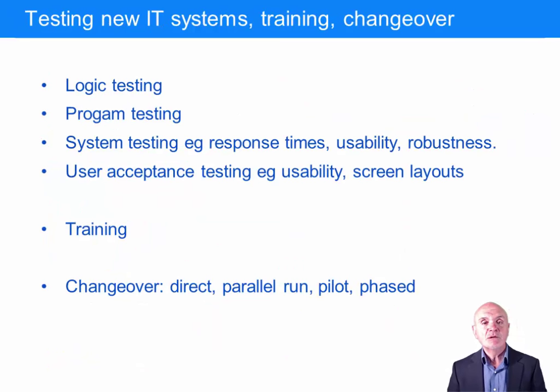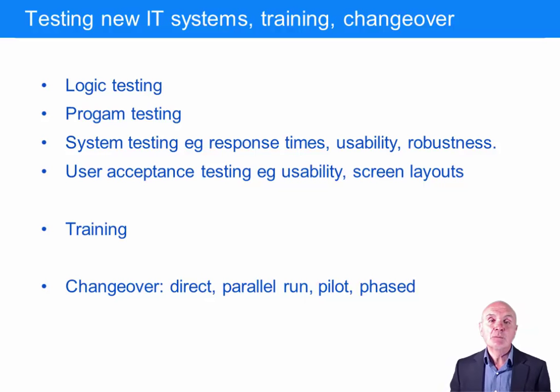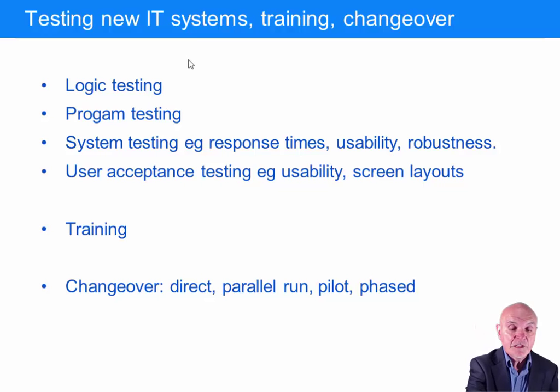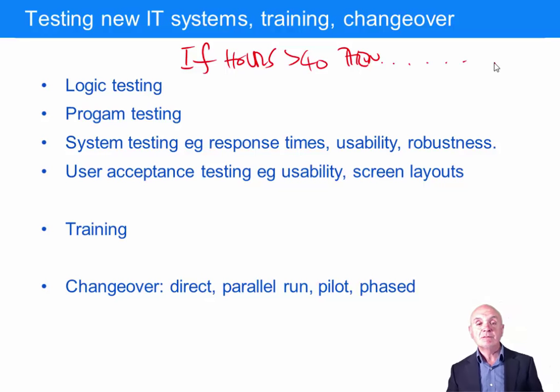The testing which we have, and the training and the changeover here: logic testing, program testing, system testing, user acceptance testing is usually what's happening here. So let's look at logic testing. Let's say that someone gets overtime once they've done at least 40 hours. There's going to be some sort of line in the program, you know, if hours greater than 40, then. And there'll be some sort of calculation out here saying what their overtime is going to be.